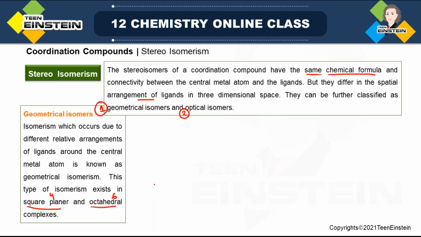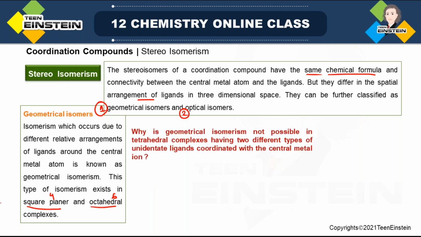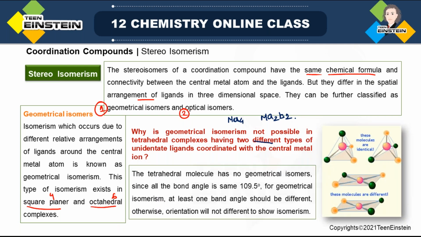It will be clear with more examples, but before that we will discuss the question of why geometrical isomerism is not possible in tetrahedral complexes when you have 2 different types of unidentate ligand coordinated with the central metal. At least 2 different ligands must be present. Suppose it is MA4, so all the ligands are of a similar type, so obviously isomerism is not possible. But suppose the formula is MA2B2 in case of tetrahedral, then also it is not possible. Now why it is so, that we are going to see.